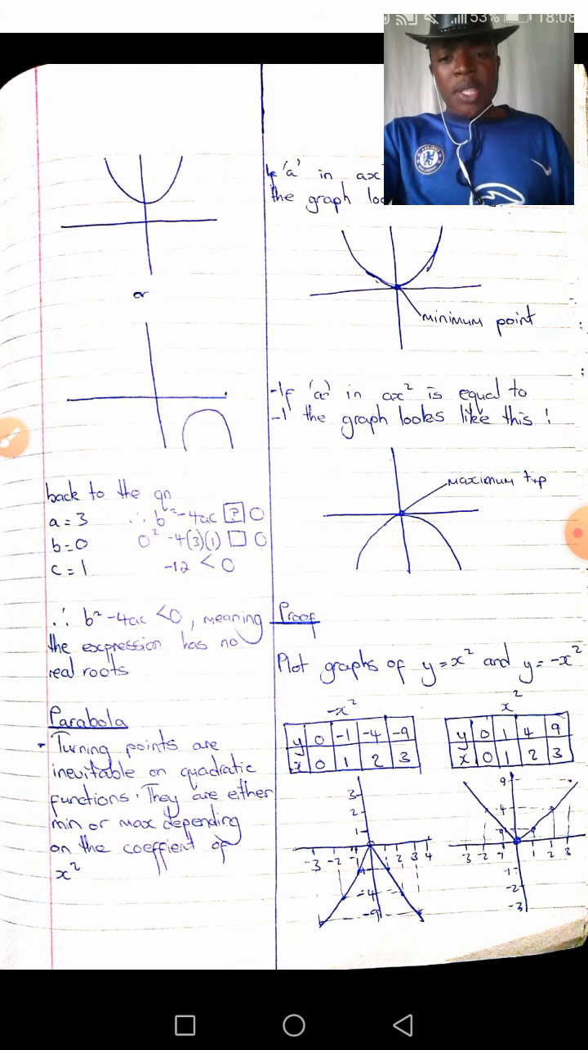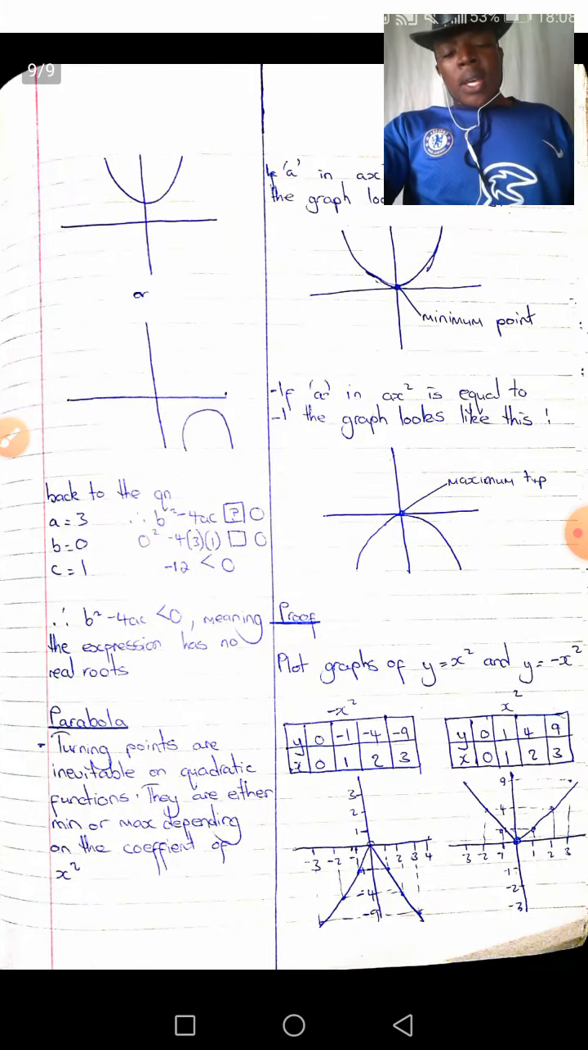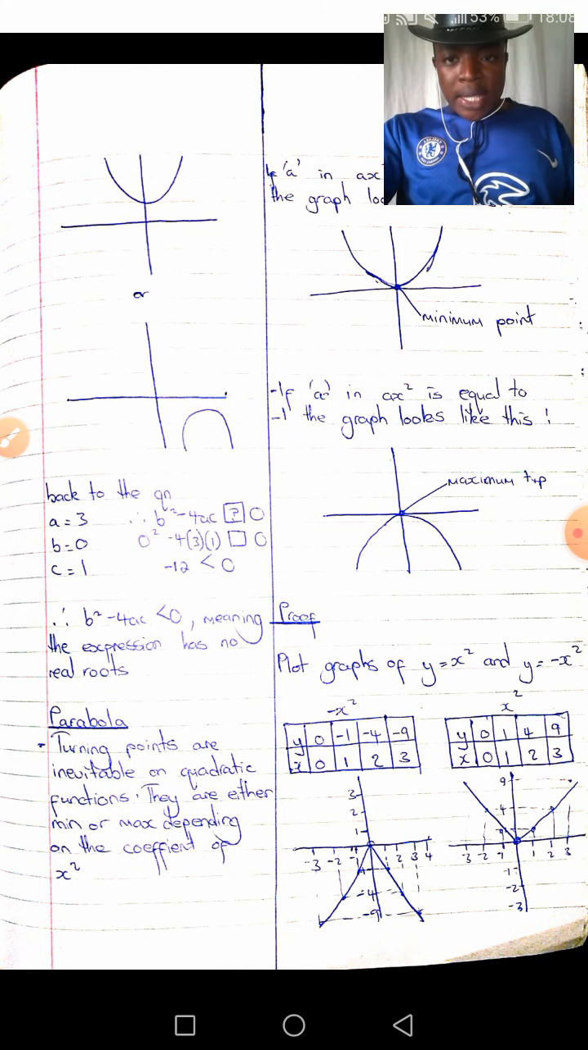Back to the equation where a is equal to 3, b is equal to 0, c is equal to 1. You can say b squared minus 4ac, is it greater? Is it equal? Is it less than? Right? So let me go back to the previous page. All right, that's fine. Okay, so is it greater than? Is it less than? Right?